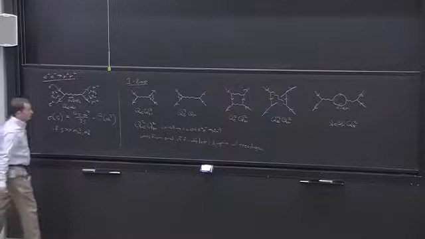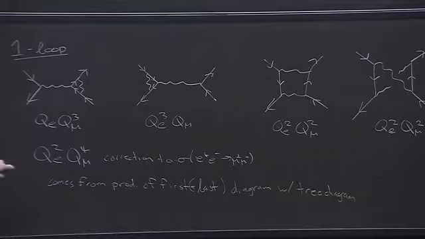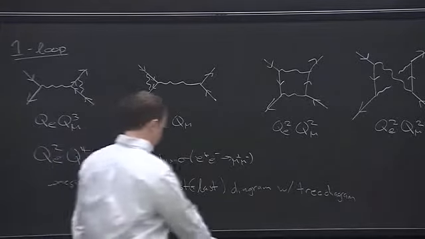OK. So we want to find this cross-section at this order. We need to calculate this diagram and multiply it by this diagram. So we've done most of the work already.